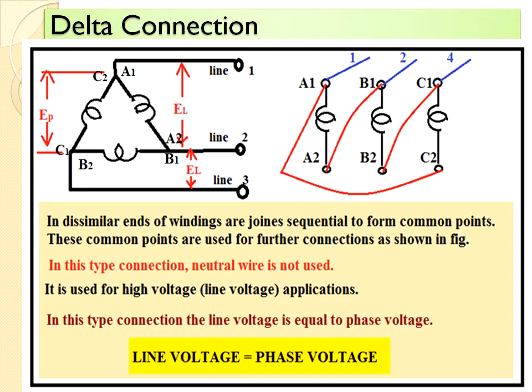In this type of connection, the dissimilar ends of the windings are joined in sequential manner. Observe the diagram. Once again, dissimilar ends of the windings are joined to form a common point in sequential manner. Now you see, A2 is the finishing point, A2 is connected to the next starting point, that is B1, one point. Getting the idea? Next, B2 is the finishing point, it is connected to the next starting point C1. C2 is connected to the next, A1.